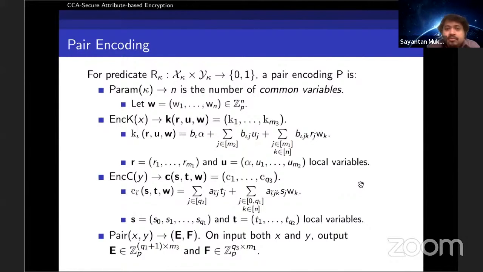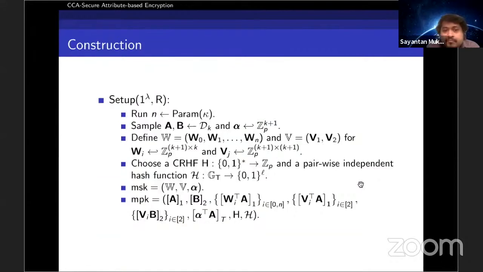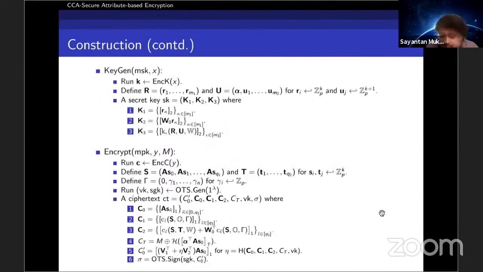So let's go to our construction very rapidly. This is the setup. If you can follow my mouse, notice that at the start we are running param, which gives n, and based on the value n, we choose some w's, w1 to wn. Other than that, we also choose w0 and v1, v2, and we choose a collision resistant hash function, and we give some public parameters which are basically commitments of the wi and vi. You don't have to go into the details. So this is our keygen and encryption function.